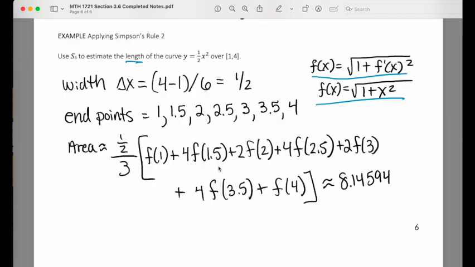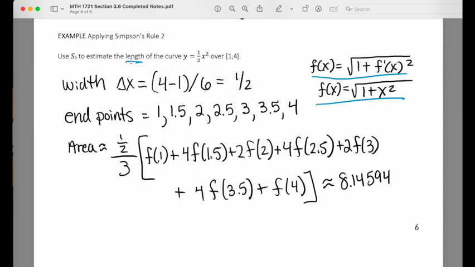Okay, here's our last example of the section. We're going to use Simpson's rule, but we're going to use it to find the arc length of the curve y equals 1/2 x squared over the interval from 1 to 4. And it's telling us to use Simpson's rule with 6 subintervals. So to find our delta x, our width, we're going to take 4 minus 1 and divide it by 6, and we're going to get 1/2. So our delta x, or the width of our subintervals, is going to be 1/2.